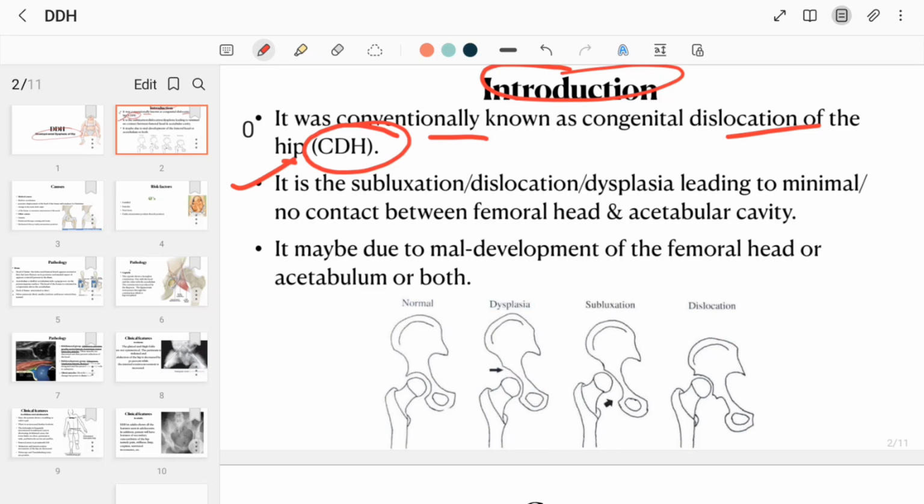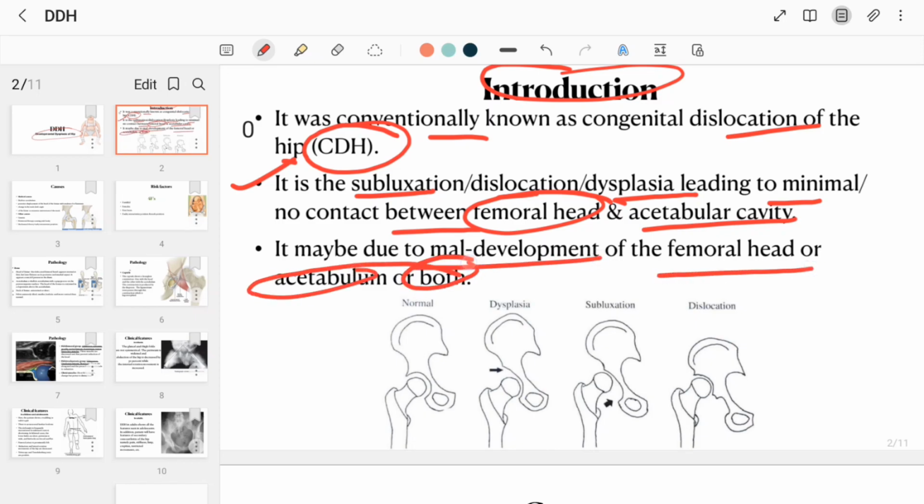This is the definition. It is the subluxation or dislocation or dysplasia leading to minimal or no contact between the femoral head and acetabulum cavity. Okay, I am repeating again. It may be due to the maldevelopment of the femoral head and acetabulum or both.